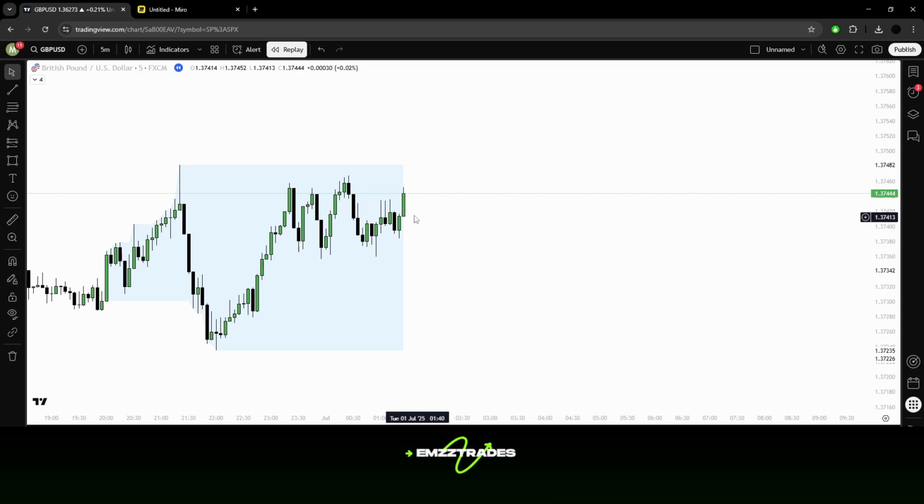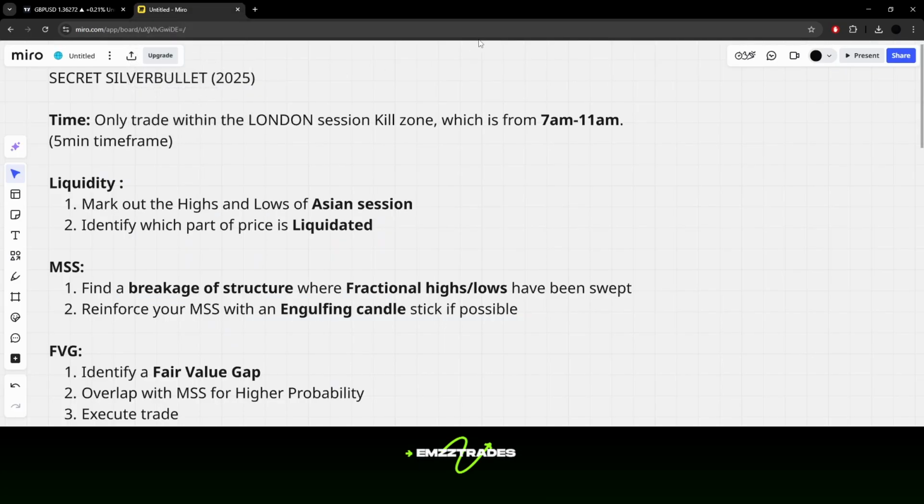As you can see, we have the charts in front of us right here, but what we're actually going to be doing is trading within this checklist. This is the secret silver bullet strategy of 2025, where we only trade within the London session, which is from 7 a.m. until 11 a.m. on a 5-minute time frame.